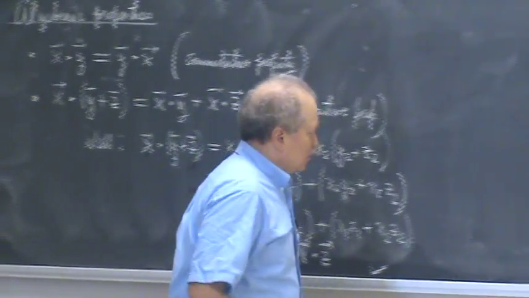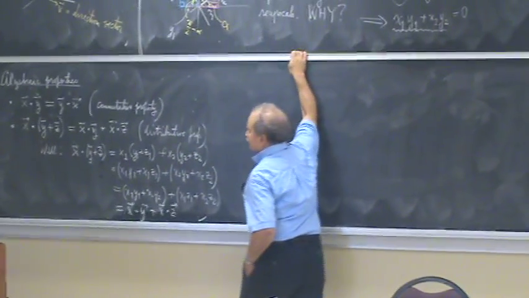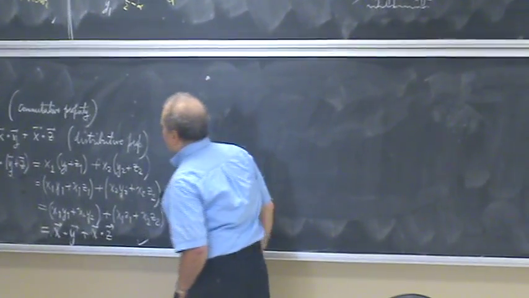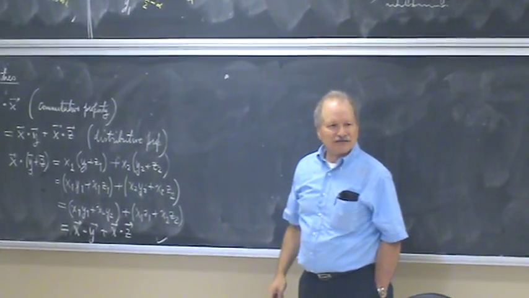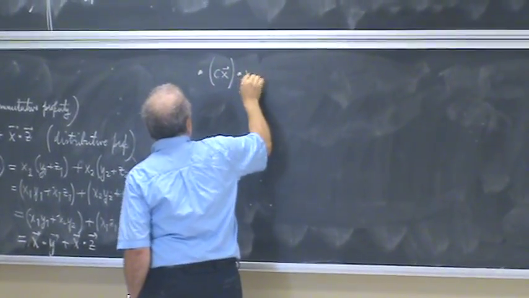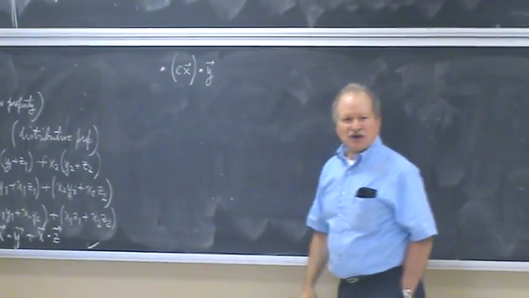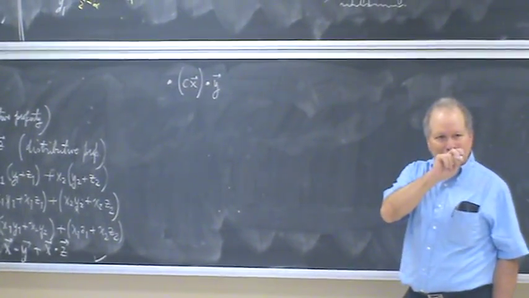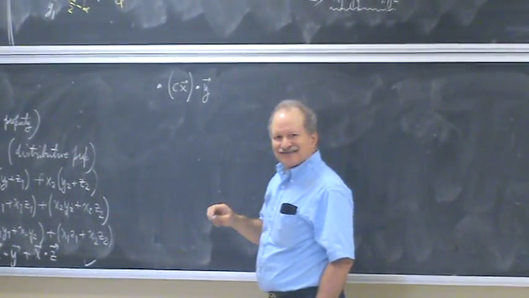Okay. What other properties? If you have a scalar, yeah, you got scalars flying around. So if you took a scalar times x and you dotted it with y, what would you have? Same as? Well, x times c.